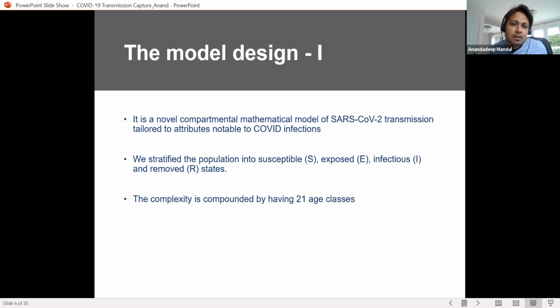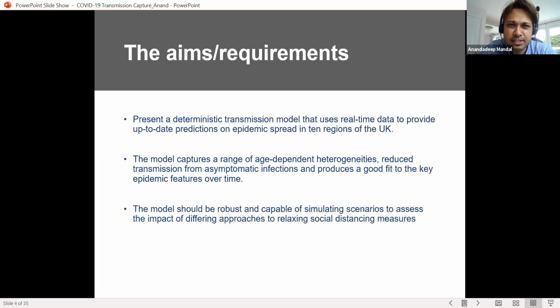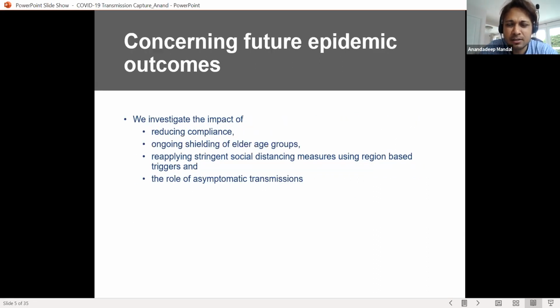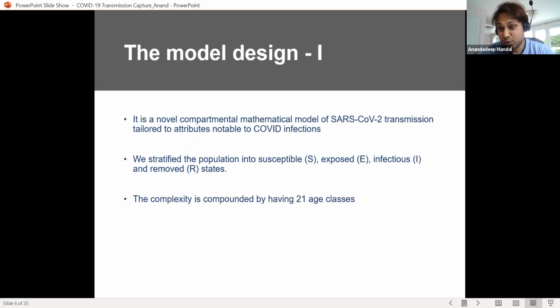So, the model design. The model we presented was a compartmental mathematical model, and it was essential that we take into consideration the various other things which I have discussed: the aims, requirements, and the future. So the model had to predict what's going to happen. The model had to also.